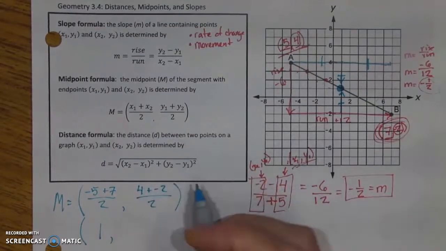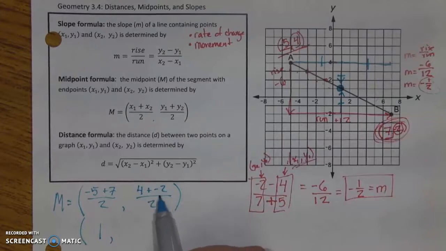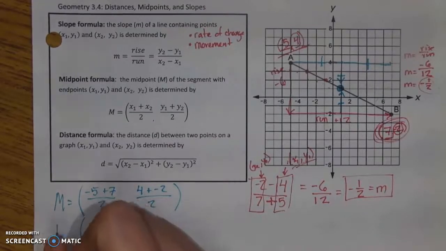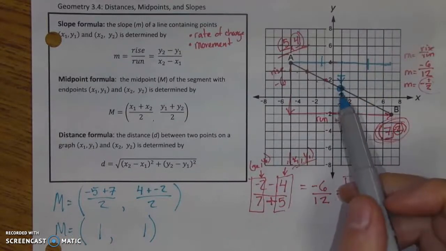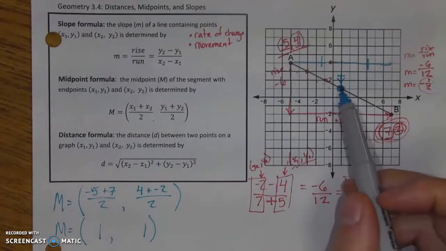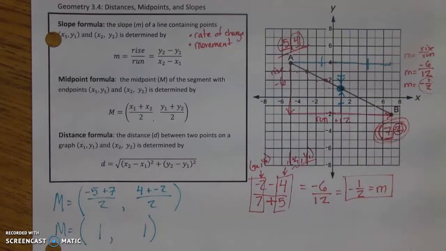All over 2. And that's going to give me, well, that will be 4 plus -2 is 2, divided by 2 is also 1. So I end up with a midpoint that is at 1, 1. And you can see, even from my estimate, that looked pretty much spot on. I was a little off with my estimating, but now I know it's exactly at 1, 1.